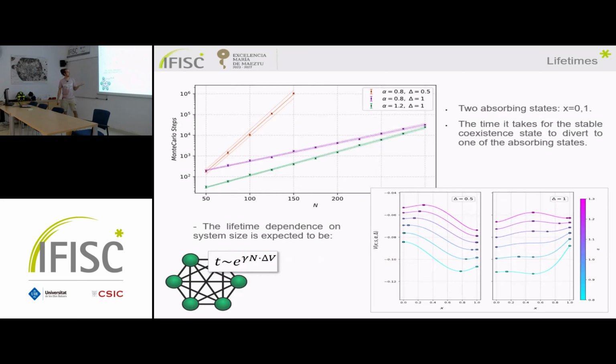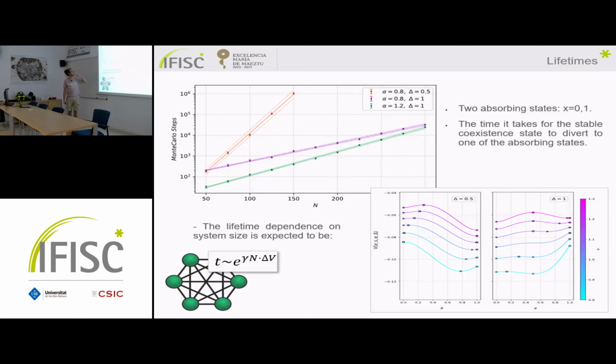And what we expect to find is an exponential dependence on the system size, but also on the potential barriers that the system must overcome to reach from the metastable state to the absorbing state. And we find that indeed this is a linear fit with a logarithmic scale.